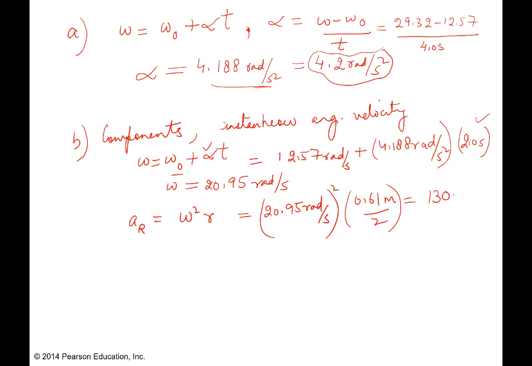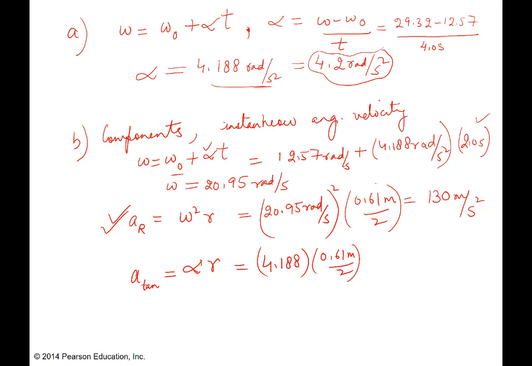And 130 meters per second squared is the radial acceleration. So we are finding components of the acceleration. Next we find a tangential. So a tangential is easy to find. It is alpha into r. Alpha is already given to us. We found it, 4.22, but do not substitute 4.22, substitute 4.188 to get a better approximation. Multiply by r, where r is again 0.61 meters over 2.